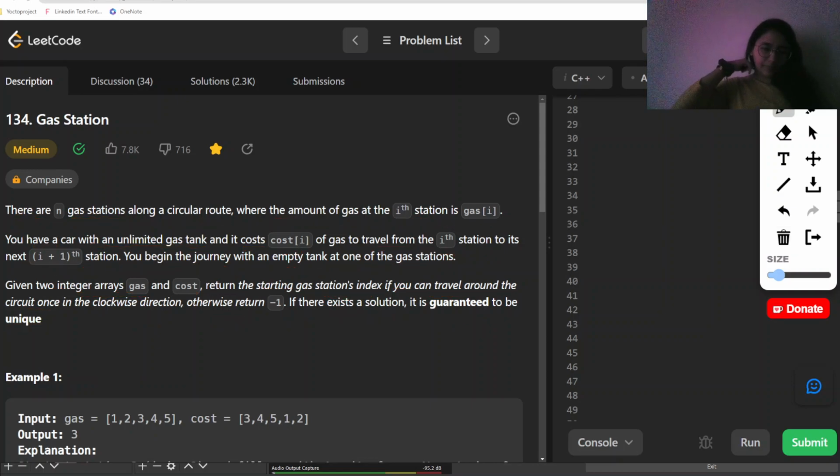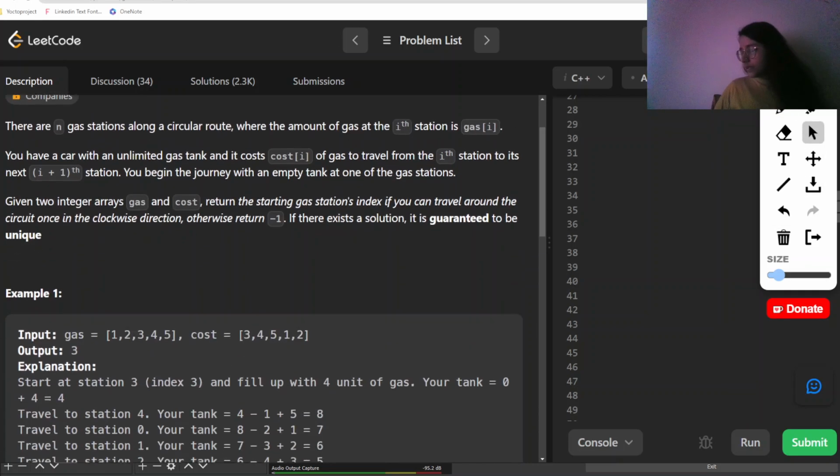So now basically we are given two input arrays. One is about gas and the other one is about the cost. At the end, what we are required to return is that starting gas station index if we can travel around the circuit once in a clockwise direction. Else we will be directly returning -1. So that's the question we are required to do.